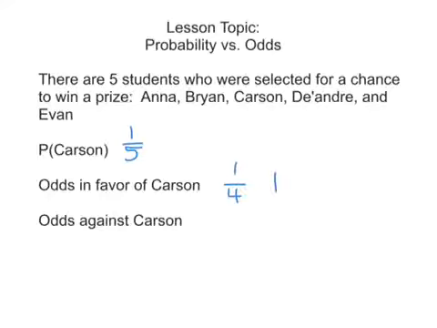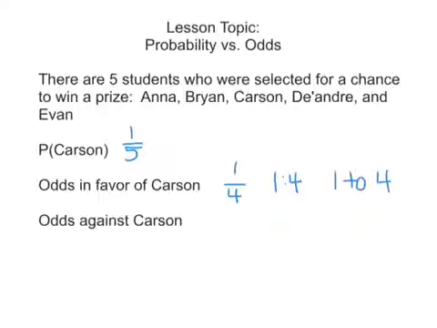Usually odds are written like this, with a colon in between, which again we would write 1:4 or say 1 to 4. So the odds are 1 to 4. For every 1 time Carson would be chosen, there are 4 times he would not be chosen. Again, that's different than probability, because probability is Carson would be chosen 1 out of 5 times.